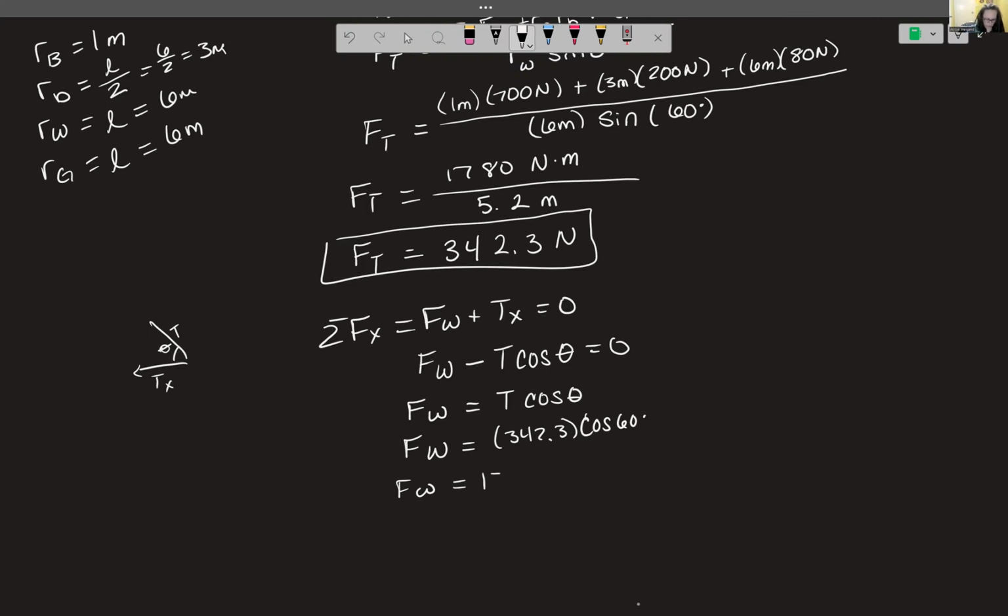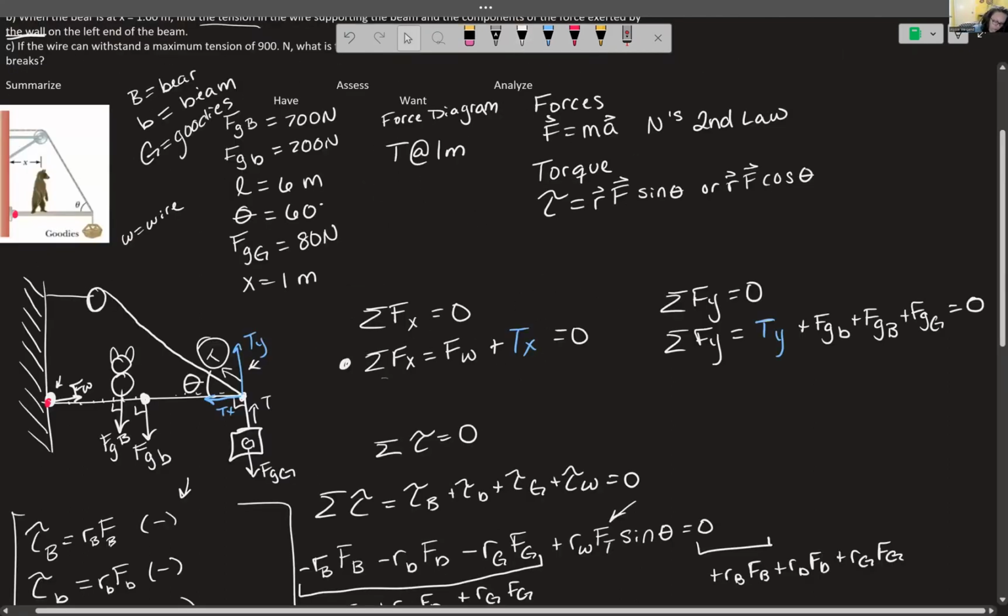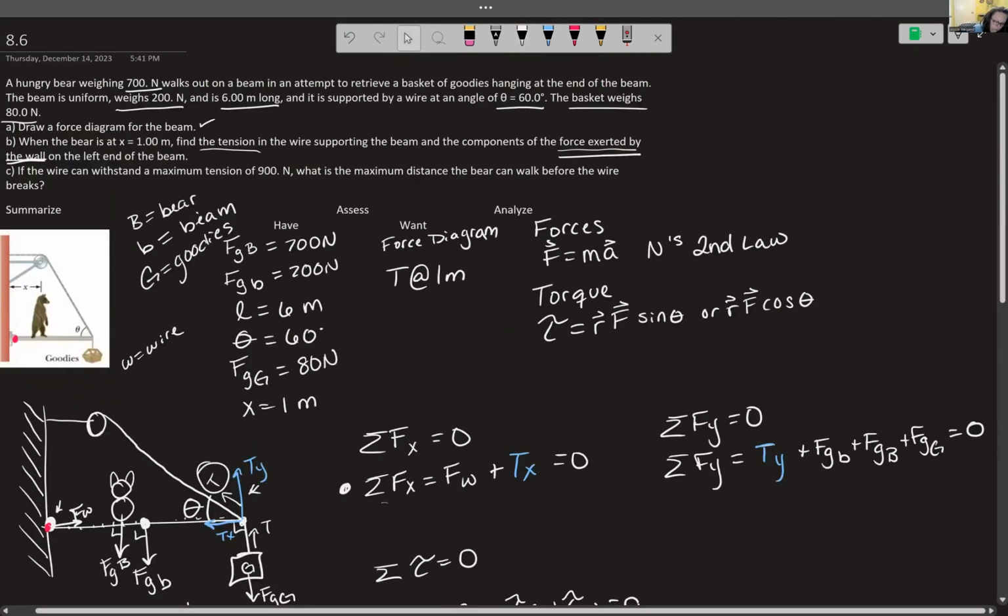the force on the wall is 171-ish newtons. Great. So we have our solutions to part B.